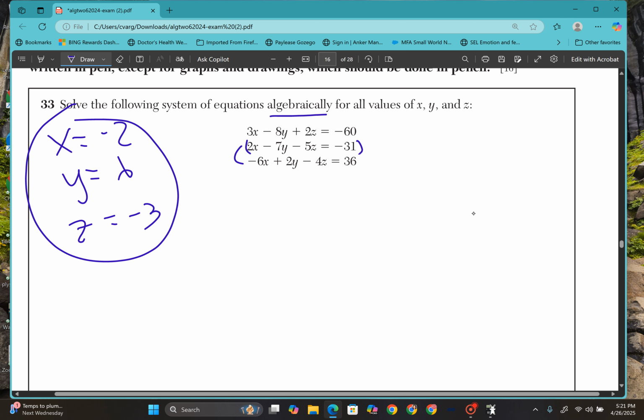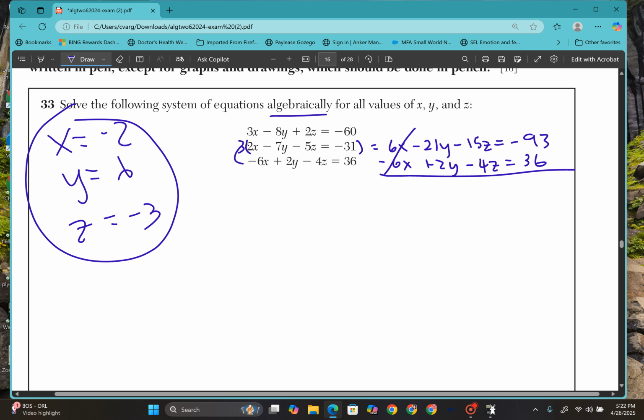But if I take the second one right here and I multiply it by 3, I'm going to get 6x minus 21y minus 15z is equal to 3 times -31, which is -93. And now if I add that to the bottom one, which is -6x plus 2y minus 4z is equal to 36, if I add these together, these are going to cancel out, right? And I'm going to get -19y minus 19z is equal to negative 93 plus 36, which is going to give me negative 57.